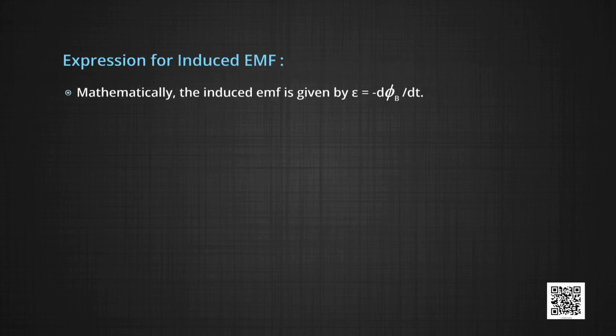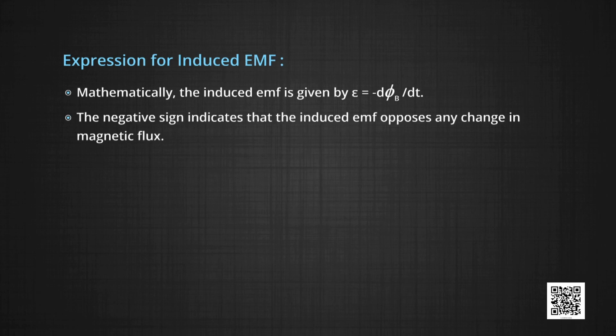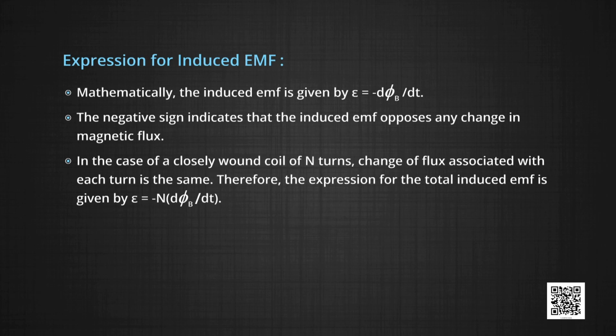So, mathematically the induced EMF is given by E is equal to minus d phi B by dt. The negative sign indicates the direction of E and hence the direction of current in a closed loop. In the case of a closely wound coil of n turns, change of flux associated with each turn is the same. Therefore, the expression for the total induced EMF is given by E is equal to minus n d phi B by dt.